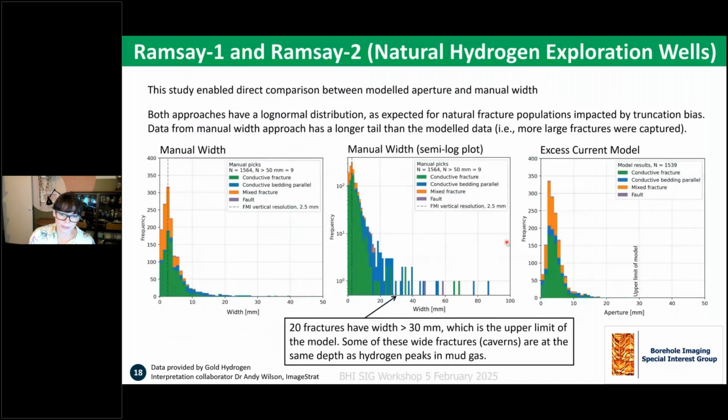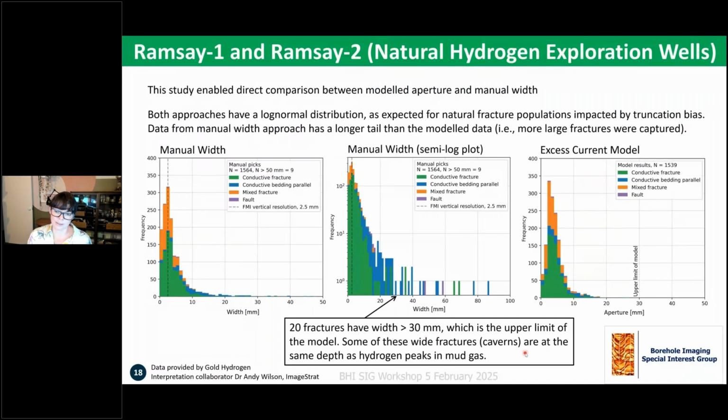Both results give us something along the lines of what we'd expect. They're log normal with some truncation bias at the low end, as you'd expect from a tool with resolution. The difference between the two data sets, and I've put this on a semi-log plot, is the tail of the manual width. There were 20 fractures that had widths greater than 30 mil, which is past the upper limit of the model. And these wide fractures are at the same depth of where the hydrogen peaks were in the mud gas.